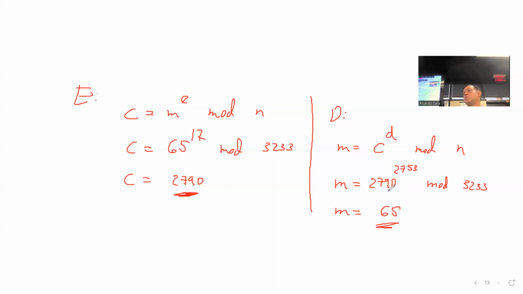Have you ever done 2,790 to the 2,753? Kind of big, right? And this is not even realistic P and Q. Not even close. So you see, this should be very interesting to you.